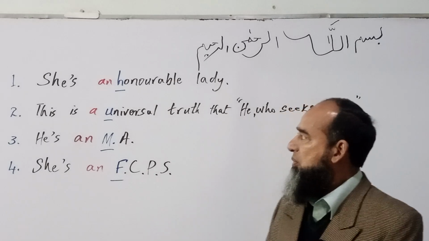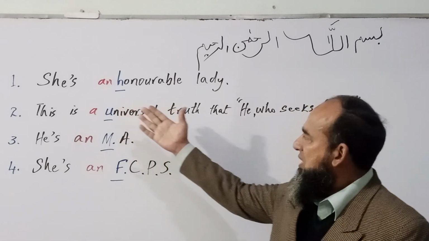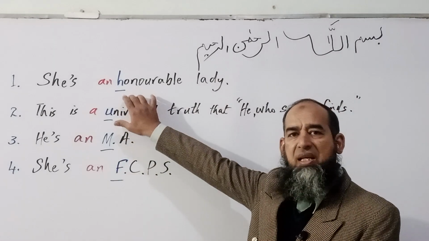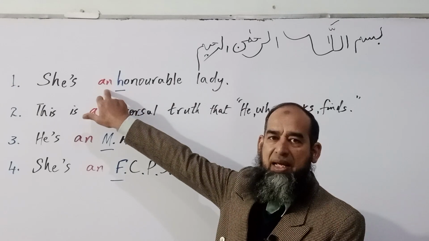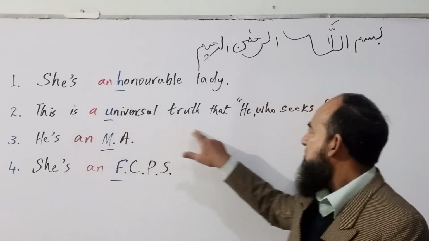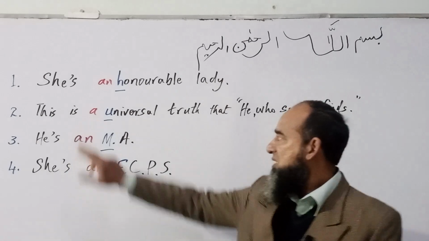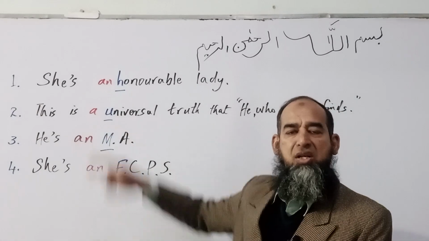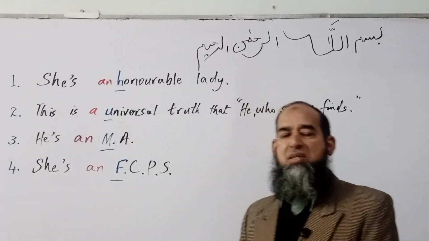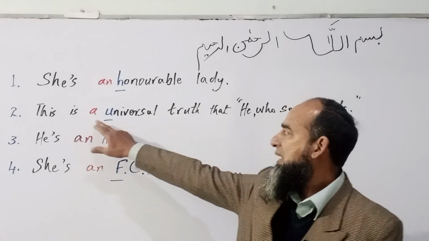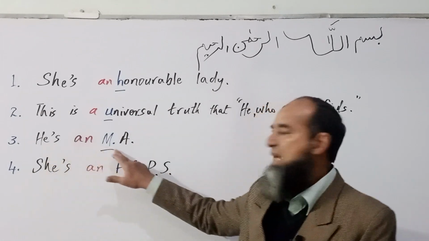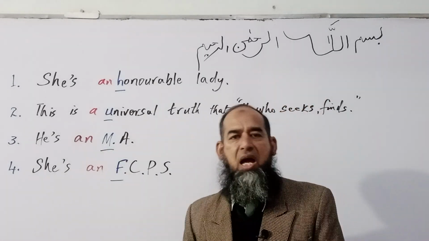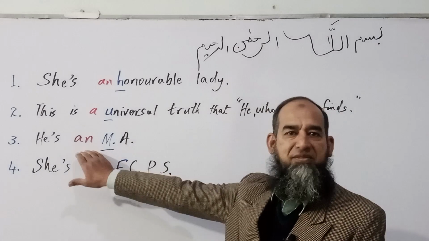Let's start with number 1, which says she's an honorable lady. We know that this word honorable starts with H instead of AEIOU. Still we are using "an." Number 2, this is a universal truth that he who seeks finds. So this word is using "a," although we have used in this word a letter U, that is one of the 5 vowels AEIOU, but we are not using "an" here. Number 3, he's an MA. This letter is not replicable to any of the AEIOU set, so the theory fails.